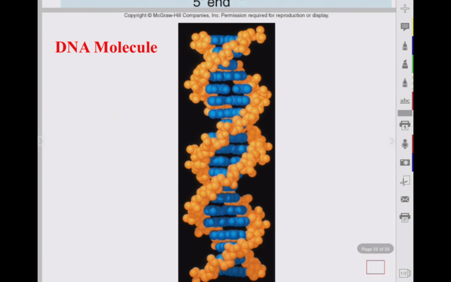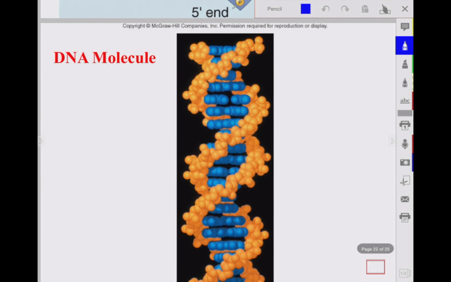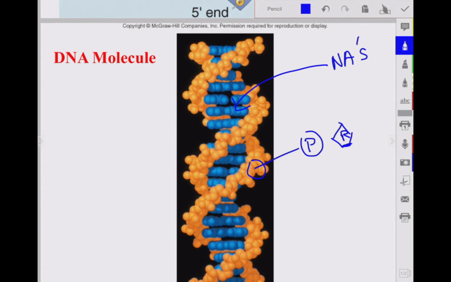The DNA molecule will look like this. There's your twisted ladder. The edges right here, what they're trying to convey to you, is that you've got your phosphate group and your deoxyribose sugar there, right? That's the edge. The genetic information, your nucleic acids, are in the middle.